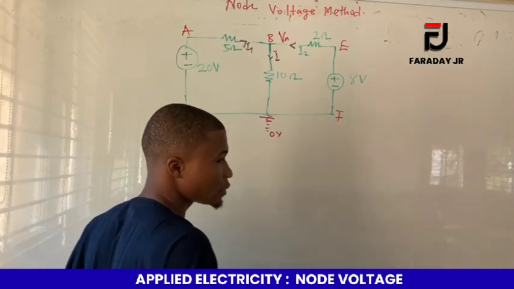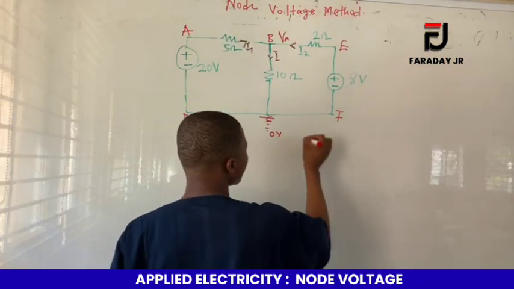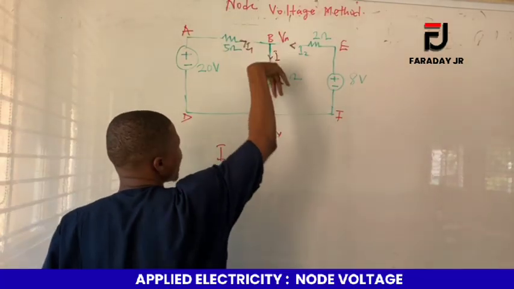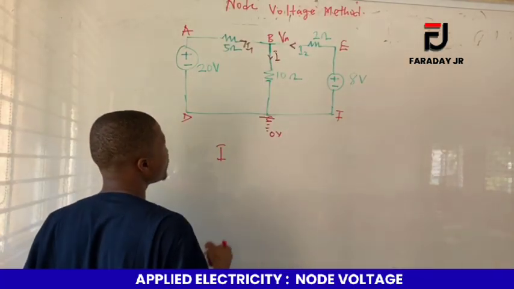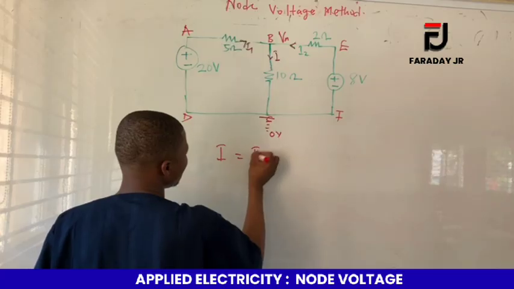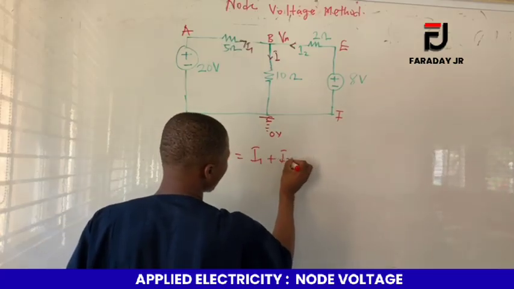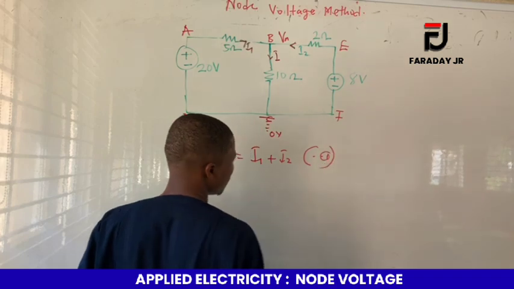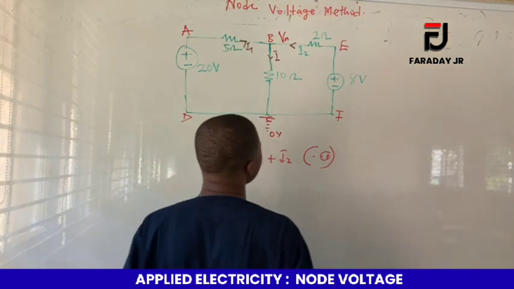Now, the next thing we should do is to use Kirchhoff's current law. In this case, the current moving towards the junction is equal to the current that is moving away from the junction. So we can say that our I is equal to I1 plus I2. And that is our equation 1.